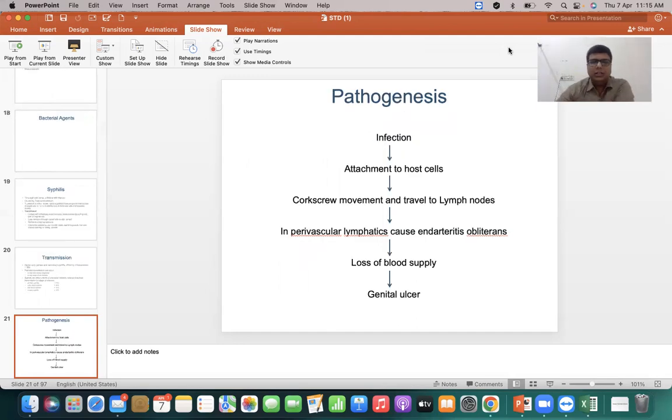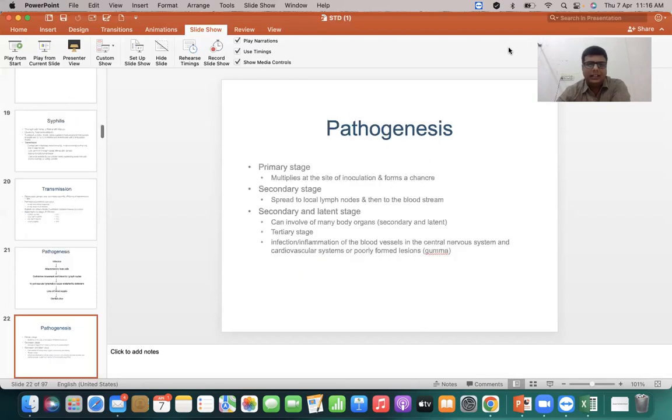What are the steps in the pathogenesis of syphilis? There will be infection, then attachment of the spirochetes to host cells, then through their movements they travel to lymph nodes. In perivascular lymphatics they cause endarteritis obliterans, which causes loss of blood supply, which ultimately results in genital ulcers.